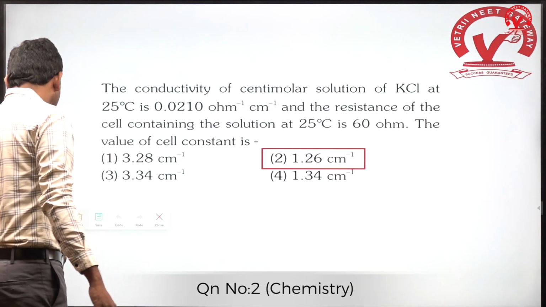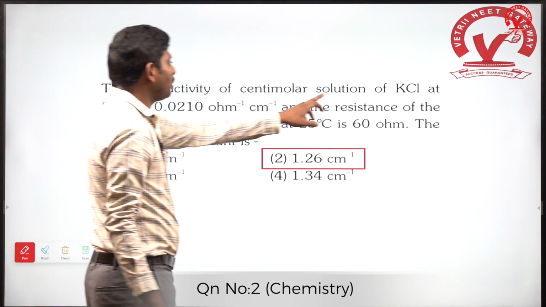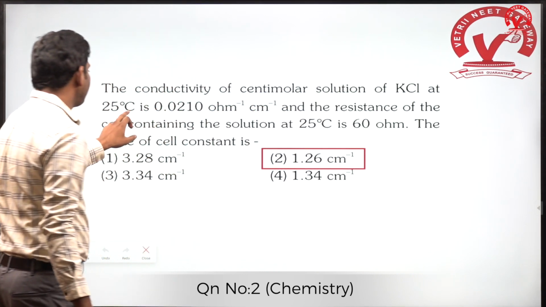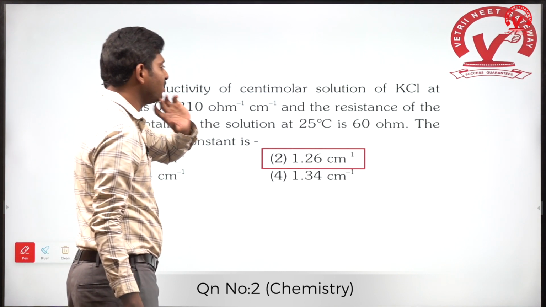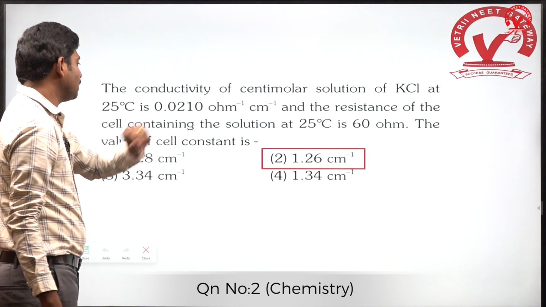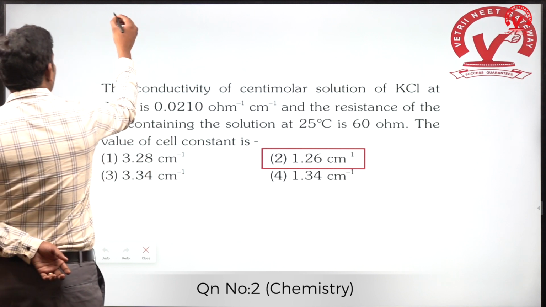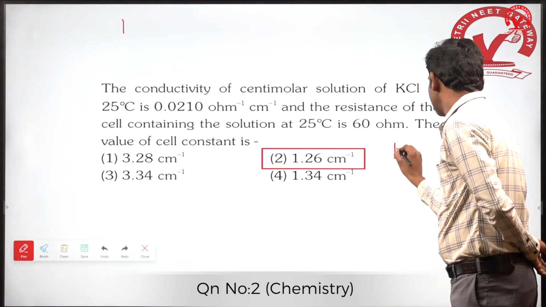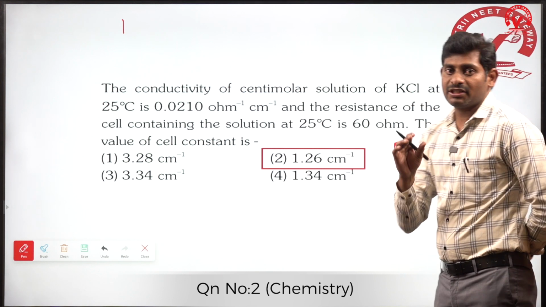So in this next question, the conductivity of centimolar solution of KCl at 25 degrees is 0.02010 ohm inverse centimeter inverse, and resistance is given at 25 degrees as 60 ohms. The value of cell constant is asked. So first you have to know the relation. First of all, what is the resistance?